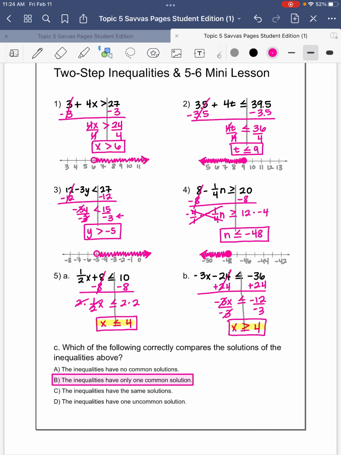The inequalities have the same solutions. That's not true because some are greater than, some are less than. And the inequalities have one uncommon solution. Well, that's not true either. So B is our correct answer.